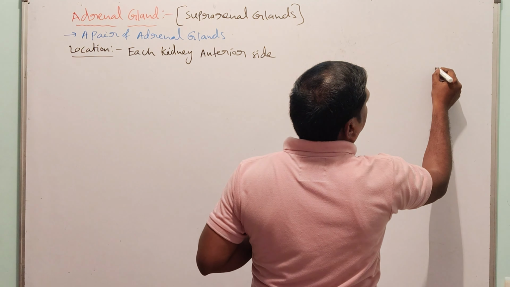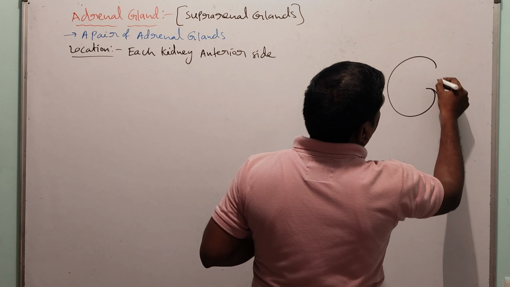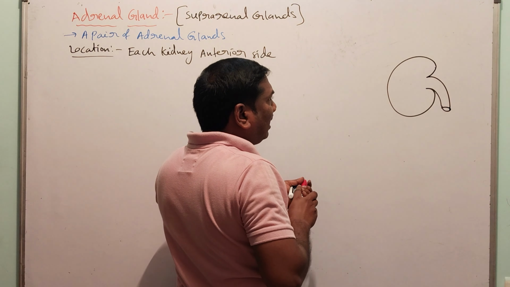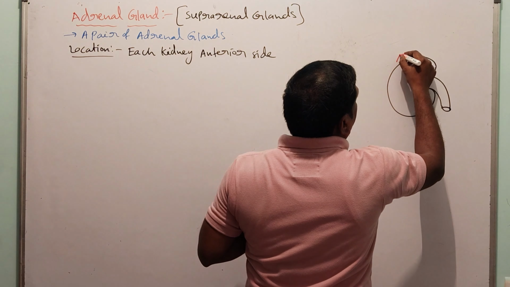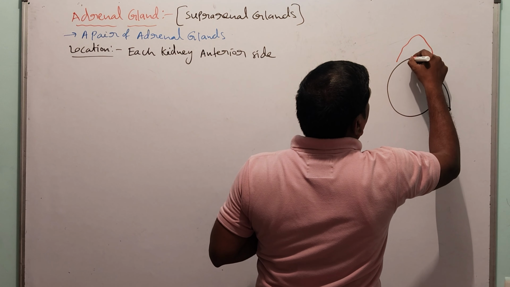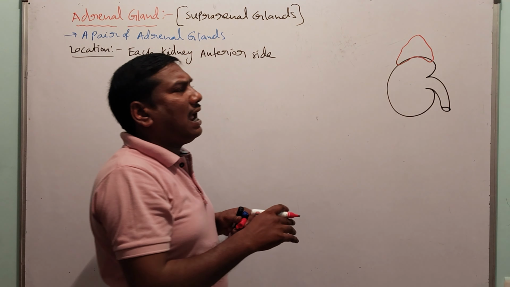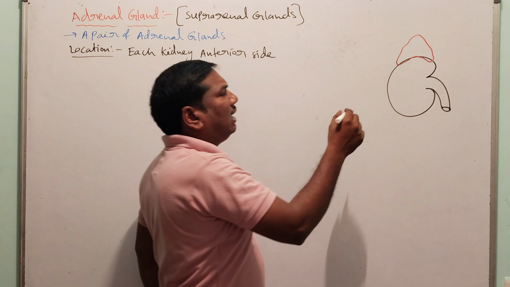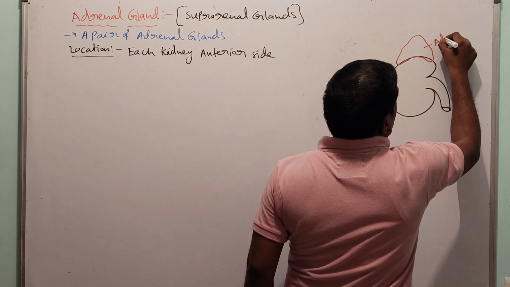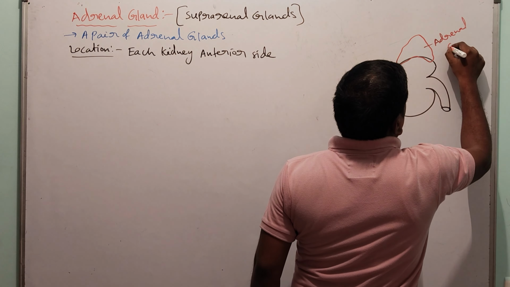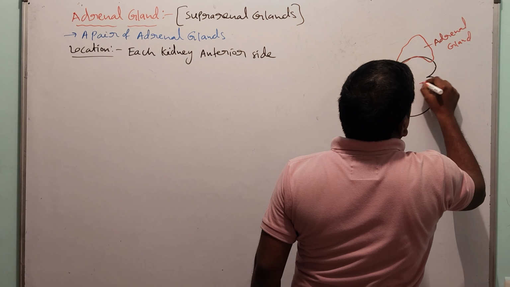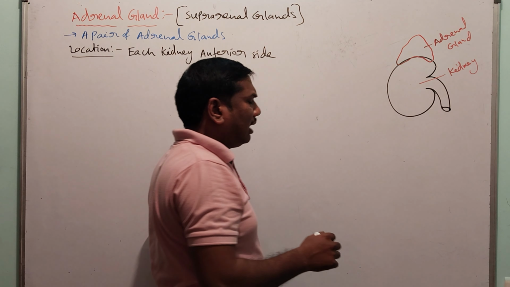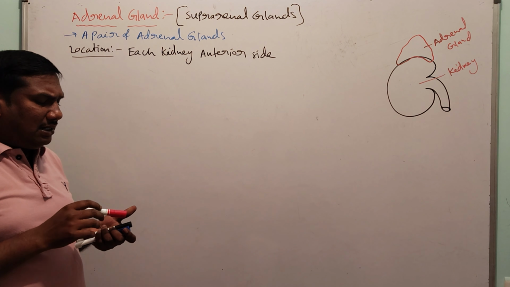For example, this is one kidney. Above the kidney, on the anterior side of the kidney, is the adrenal gland. The adrenal gland is present on the anterior side of the kidney, so it is called the suprarenal gland.